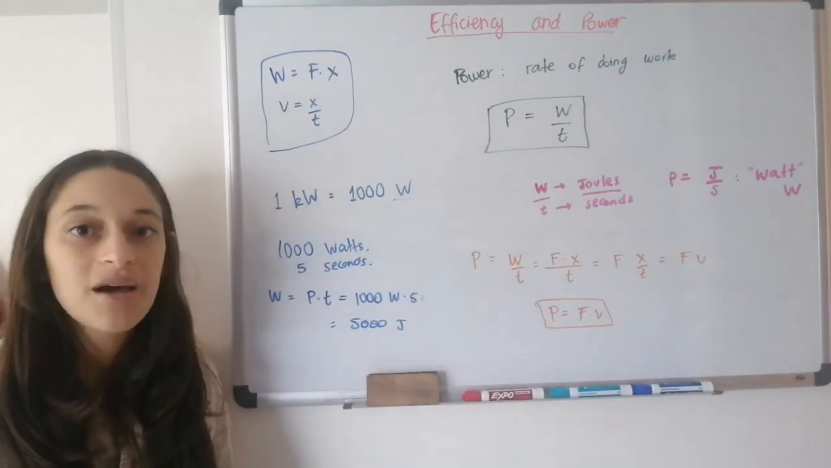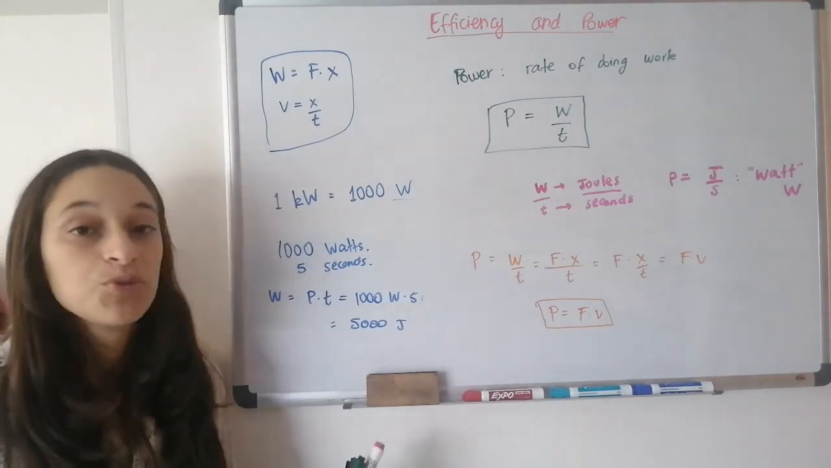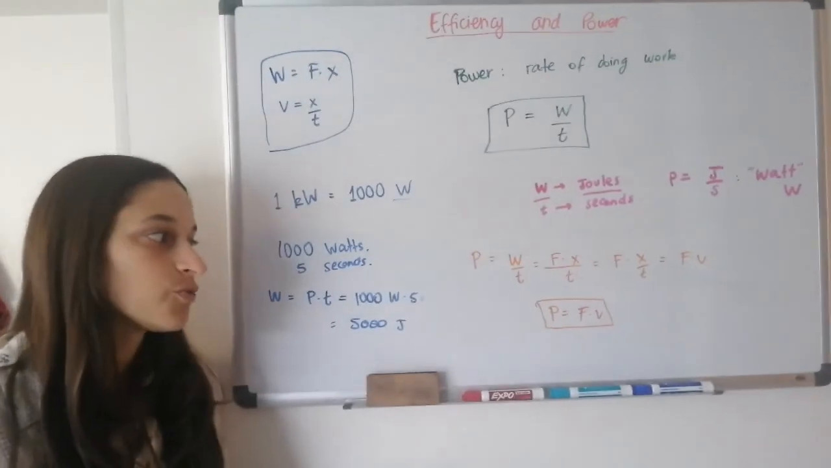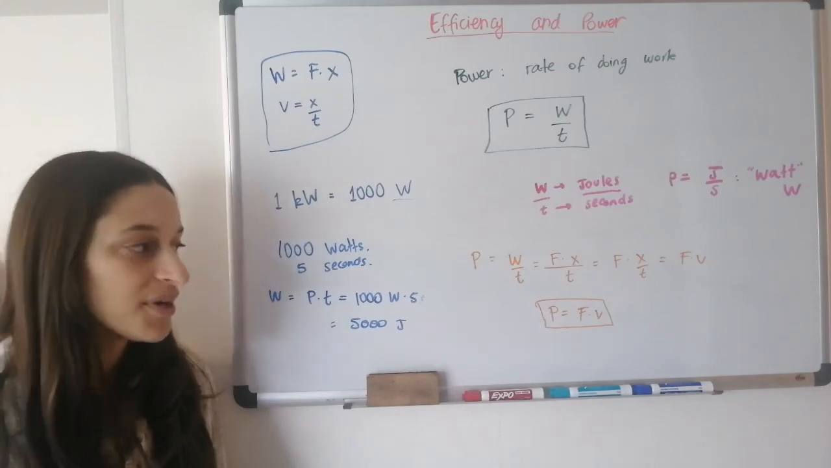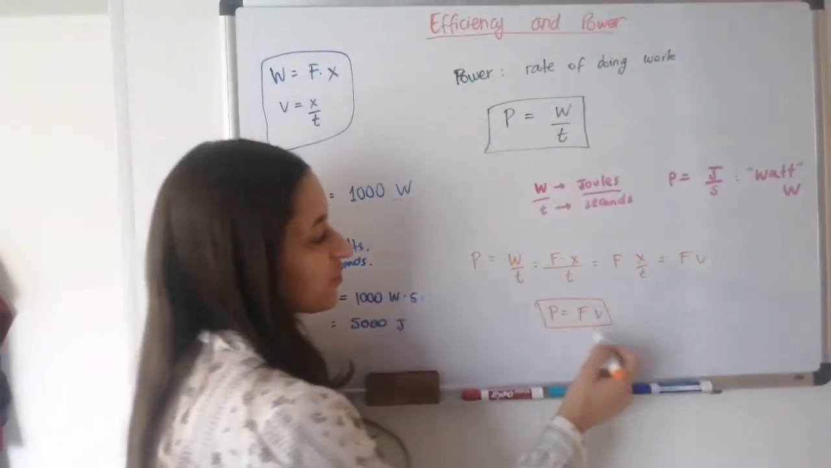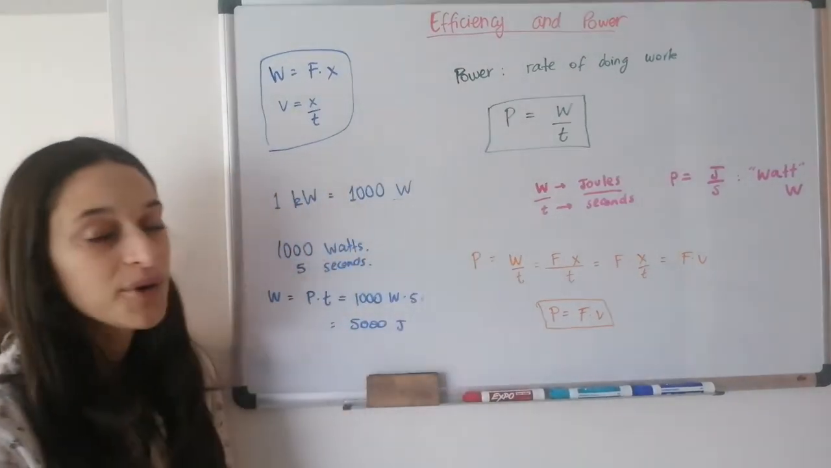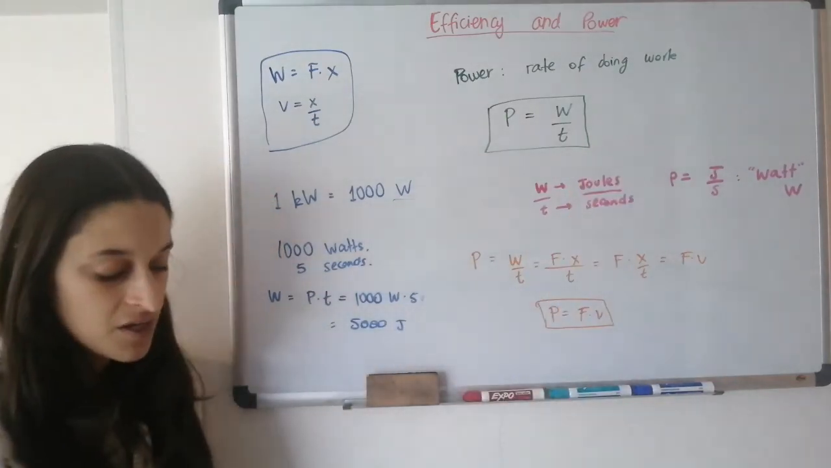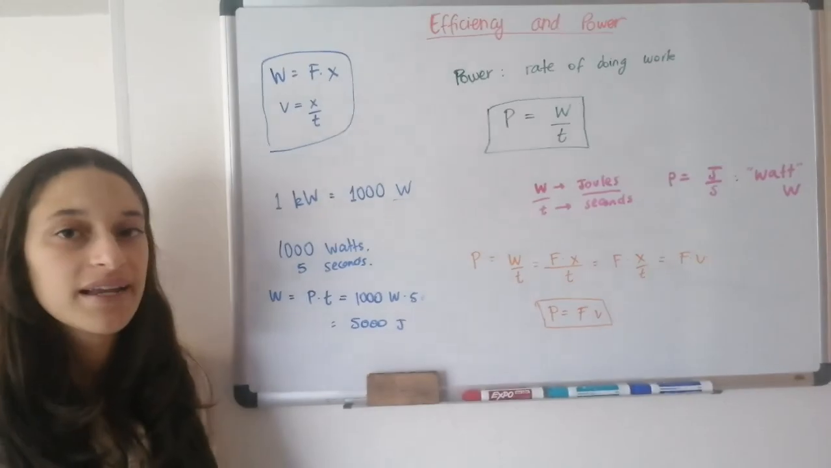You might get some examples in the worksheet today that talk about something moving at a constant speed, and you can find the force, maybe the force of gravity or the weight acting on it. If they ask you for the power and you have the speed, you can use this version of the equation. Plug in the speed, plug in the force, and you'll get the power without having to know the work or the time. So that's another way to use power. And that's it for power and efficiency.